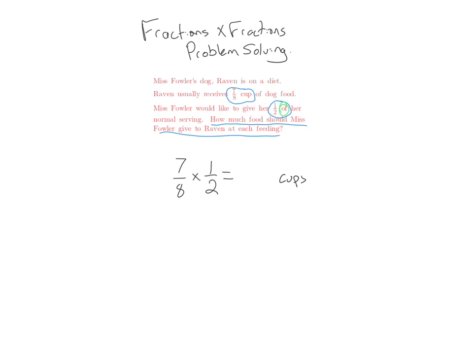So again, we're just going to multiply numerators times numerators and denominators times denominators, and that's going to give us our fraction. So if we do 7 times 1, we get our new numerator of 7. Keep my fraction bar. 8 times 2 is 16. So Raven's going to get 7/16 of a cup, or almost half a cup of food at each serving.